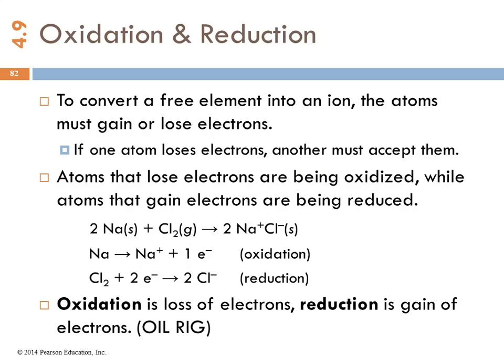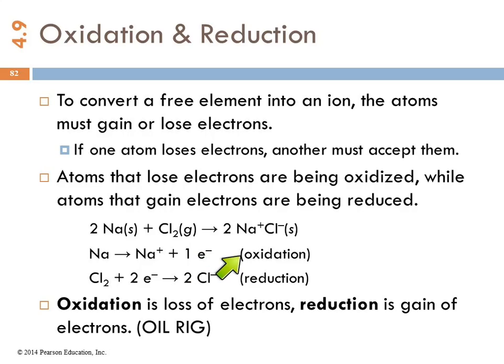So this is how we remember what's going on here. Oil rig. Oxidation is loss of electrons. Reduction is gain of electrons. So if you gain an electron, you've been reduced. If you lose an electron, that's oxidation. So when we look at this reaction between sodium and chlorine, we see that sodium went from having 0 charge to having a +1 charge. That means he lost an electron. Oil, right? OIL. Oxidation is loss. So the sodium losing an electron is an oxidation.